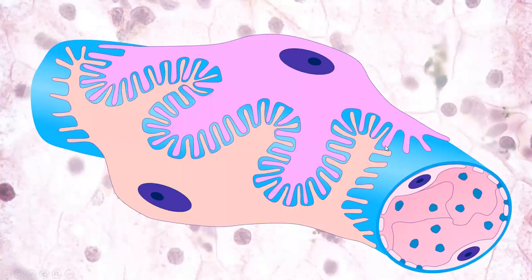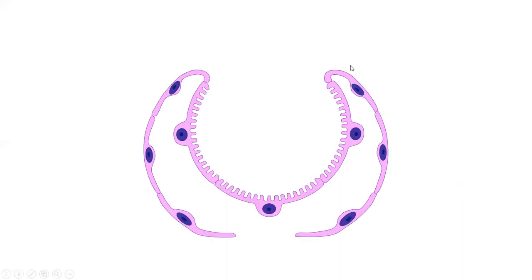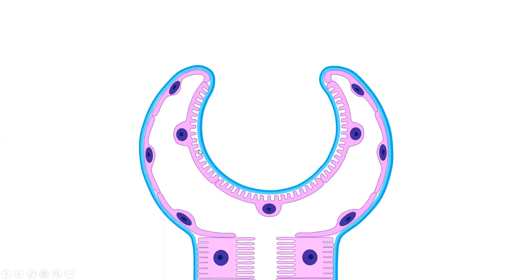And it's covered by podocytes. Here we can see podocytes, and they completely cover the wall of the capillary. And here we can see the inner layer of the Bowman's capsule. It's composed of podocytes, the outer layer, and also it's the beginning of the proximal convoluted tubule. And all these structures have a basement membrane. Here we can see the basement membrane.